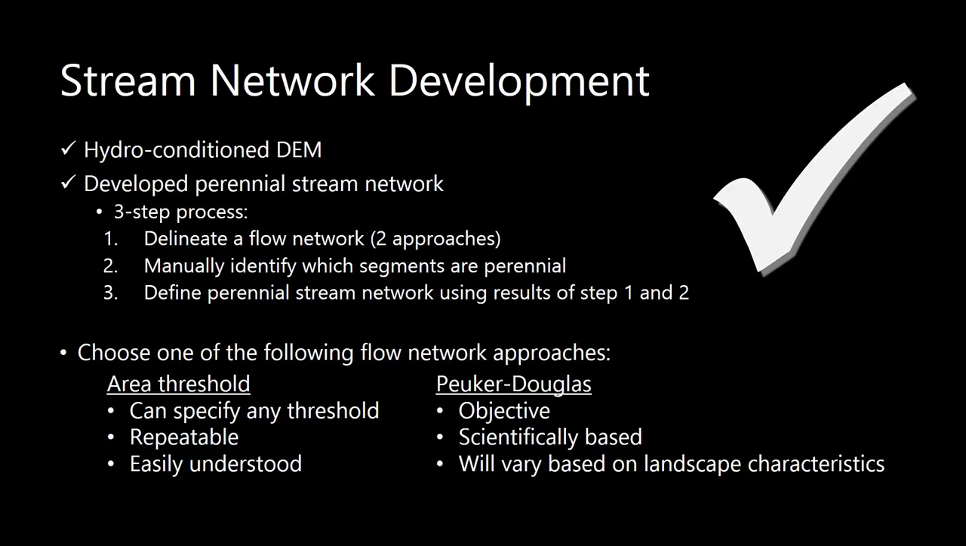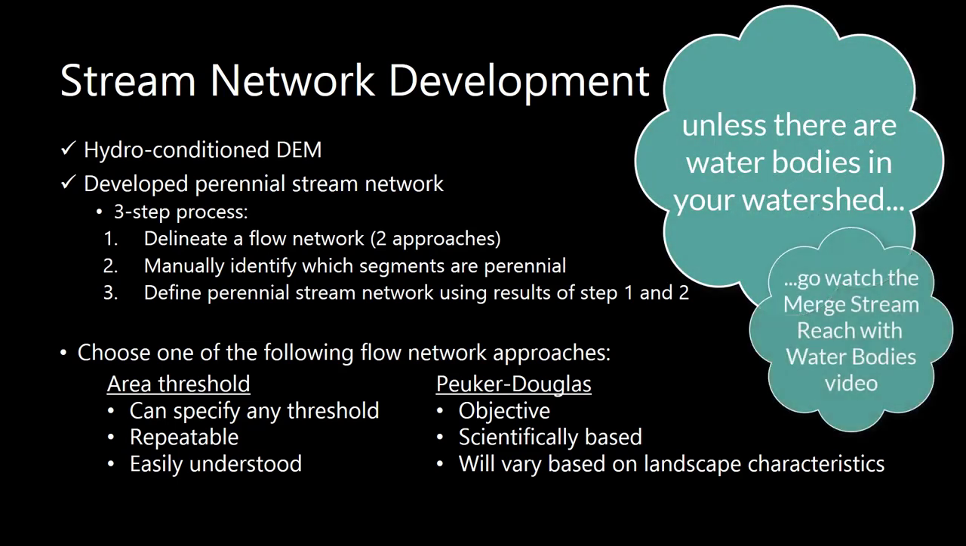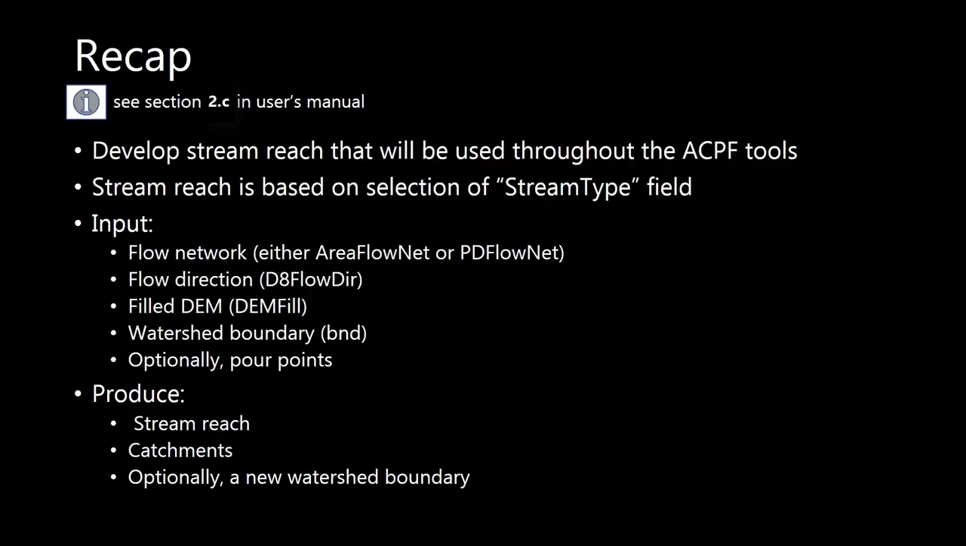So congratulations, you've officially developed your perennial stream network and can move on to start siting conservation practices within your watershed. You've finished all the big manual editing processes associated with hydroconditioning your DEM and developing this stream network, so be happy. From here on out, it's smooth sailing. And here is a brief recap of everything we just did to finally get our stream reach. And that stream reach is going to be the input for all future tools asking for a stream.